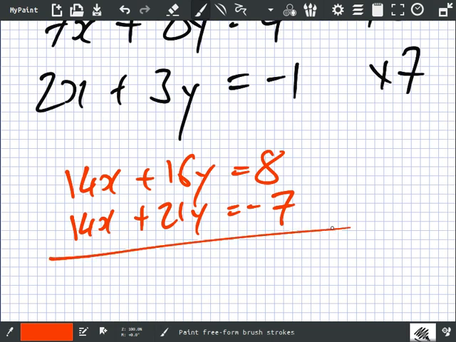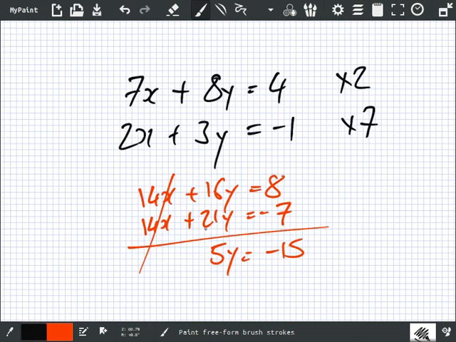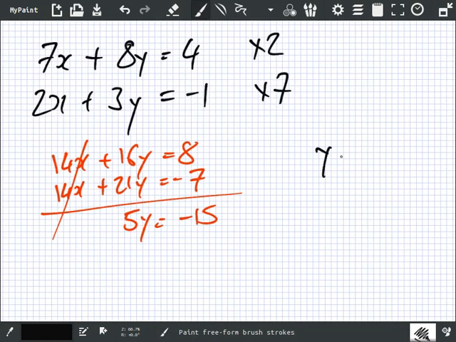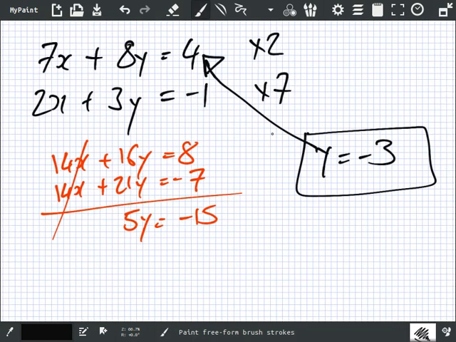I'll do the second equation minus the first, because in fact the order is up to me. 14x minus 14x is gone. 21y minus 16y is 5y, and minus 7 minus 8 is minus 15. So you have y equals minus 3. I'll sub that back into the first one here. I get 7x minus 24 equals 4. Oh yeah, the second one, you're right.